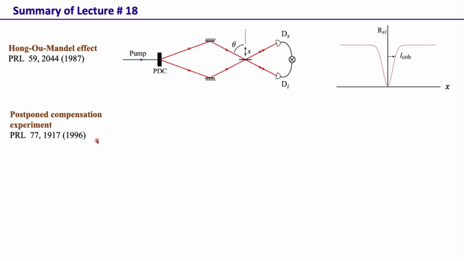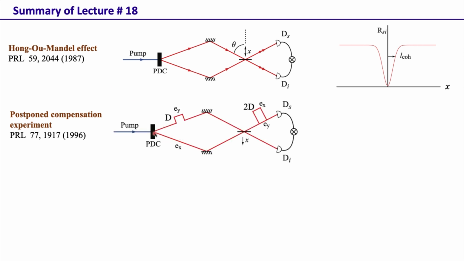But this bunching interpretation was challenged in the postponed compensation experiment that was done almost 9 years after the Hong-Ou-Mandel effect. In this experiment, some delay was introduced to make sure that the two photons do not arrive at the beam splitter simultaneously. For this, people used photons with different polarization. For example, this is x polarized and this is y polarized, and then we introduce a delay d in the y polarization. After the beam splitter, another delay is introduced, but this is a polarization-dependent delay. A y polarized photon coming this way will see no delay, but an x polarized photon will see a delay of twice d.